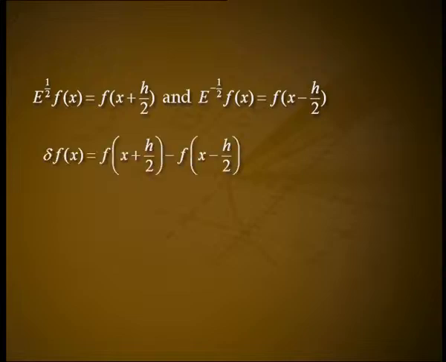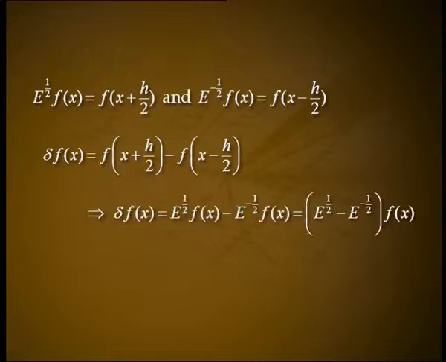Δf(x) = f(x + h/2) − f(x − h/2). This implies Δf(x) = E^(1/2) f(x) − E^(−1/2) f(x), that is (E^(1/2) − E^(−1/2)) f(x). This implies Δ = E^(1/2) − E^(−1/2).